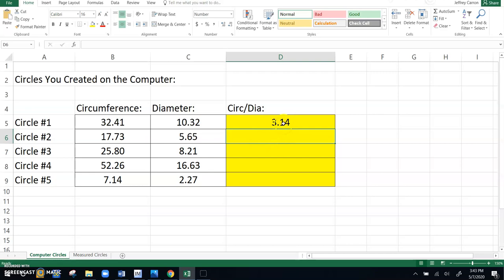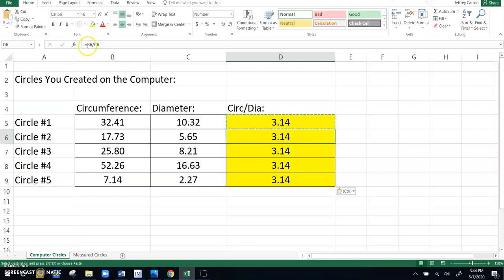Now what I'm going to do next, so I can make it faster, is click on this cell. You can see it doesn't have 3.14 in there. It actually has this formula right here. So I'm going to copy and paste that formula in there. Now it didn't copy the 3.14, it copied the formula.